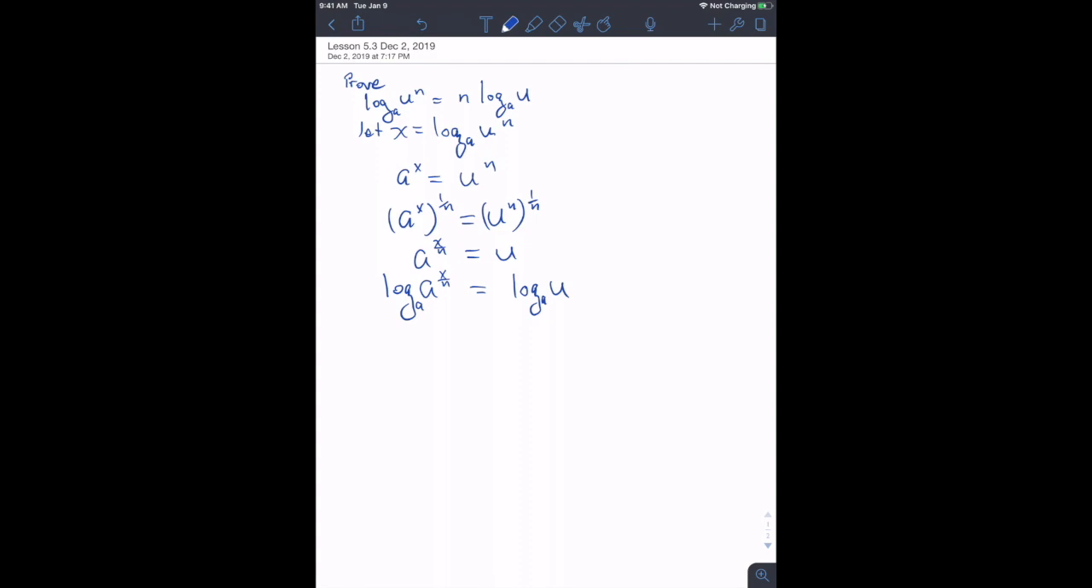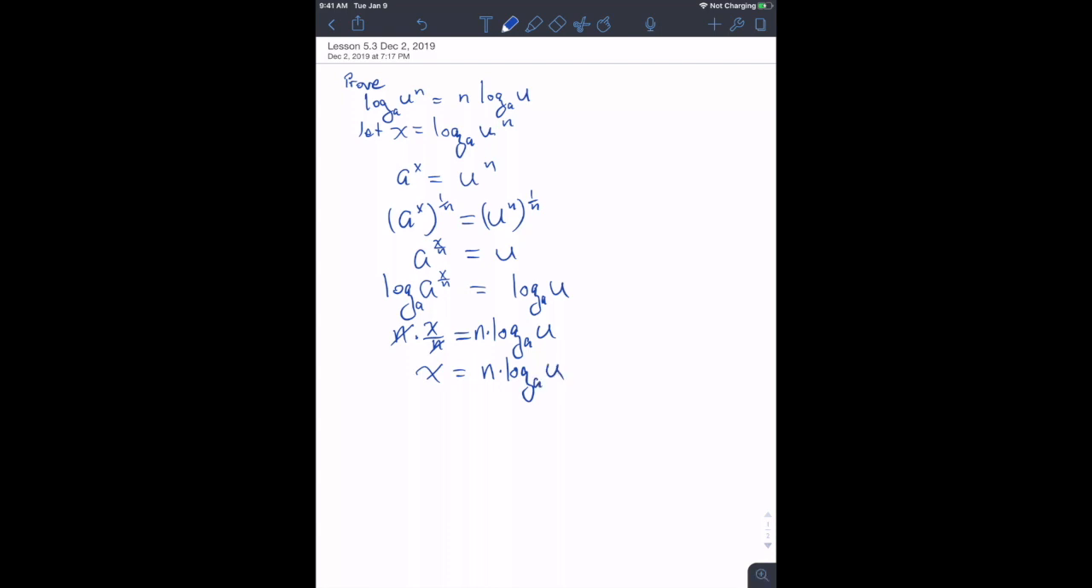And the left side is just the exponent by definition of the logarithm. So that's equal to x over n, which is log base a of u. And now if I multiply both sides by n, it cancels on the left-hand side, and I'm left with just x. So x is equal to now n times log base a of u.